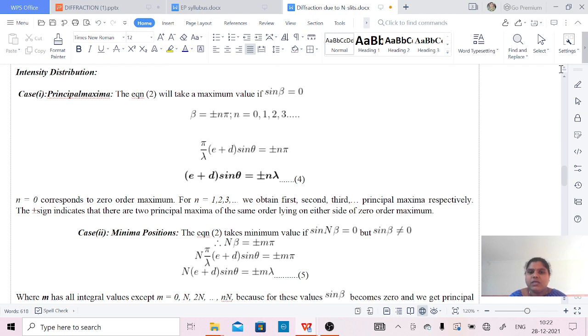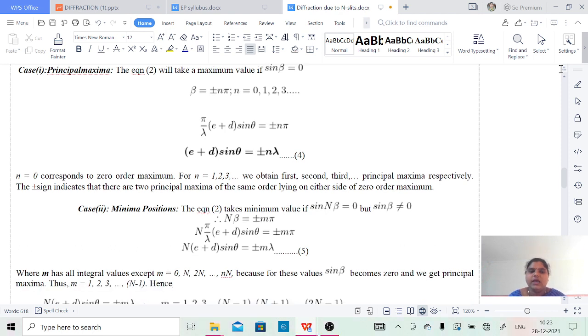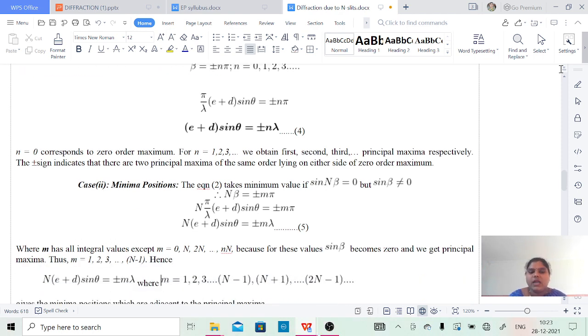When sin beta equals 0, beta becomes plus or minus n pi. Like that, sin n beta equals 0, therefore n beta equals plus or minus m. If we take that as n, there is no problem, and we substitute the beta value. Again here we get a condition, where m has all integral values except m equals 0, n, 2n, 3n and so on, because for these values sin beta becomes 0.